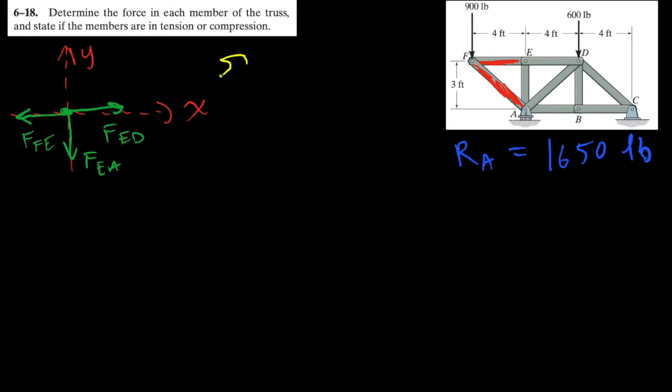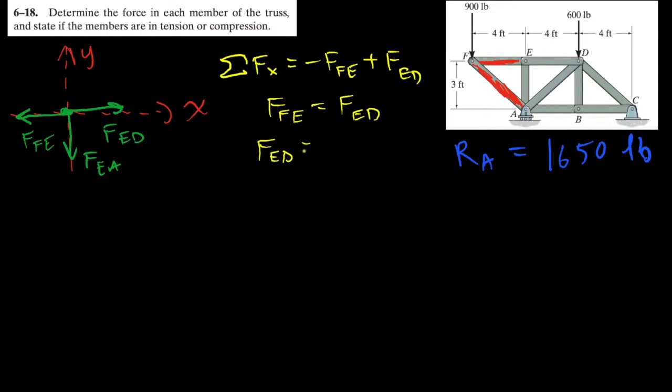So let's see what we get when we do summation of forces. So for the x direction, we have negative FE plus FED. And this gives us the relation that the force in FE equals the force in ED, and we previously calculated the force in FE, meaning that the force in member ED is equivalent to 1,200 pounds. And this is in tension.